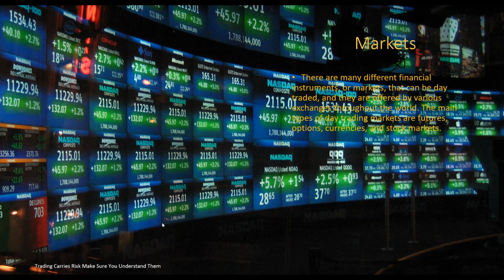Now, there are many different financial instruments and markets that can be day traded, and they are offered by various exchanges throughout the world. The main types of day trading markets are futures, options, currencies, and stock markets. Now, a smart day trader, because there's no rule or law, but a smart and successful day trader picks only one market.